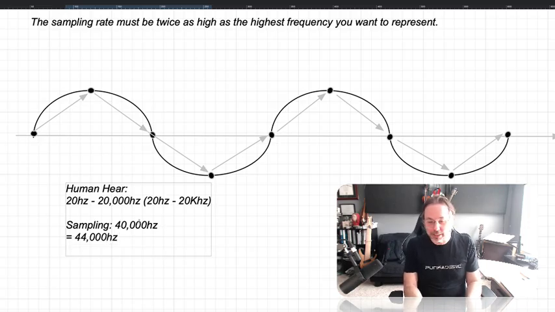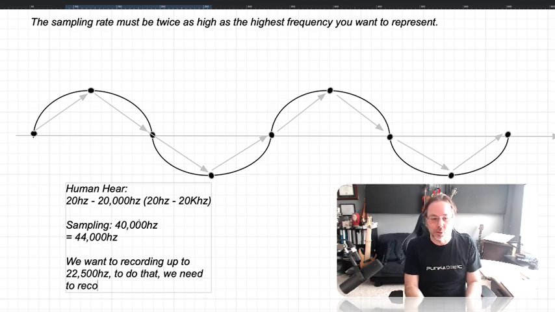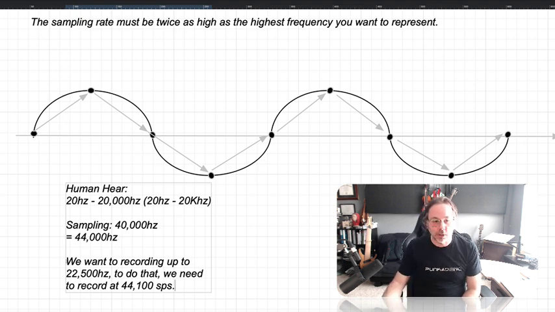And maybe we give a little bit of room on the top and say we want to record up to 22,500 hertz. That's the highest frequency we're going to be able to record. And to do that, we need to record at 44,100 samples per second, SPS. Okay, that is in accordance with the Nyquist theorem.